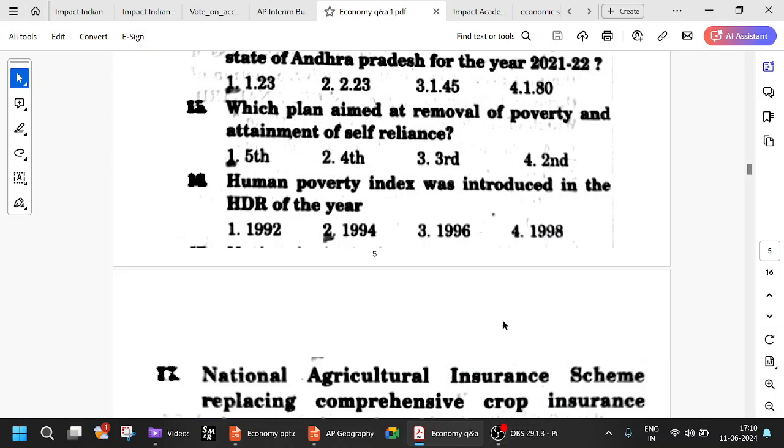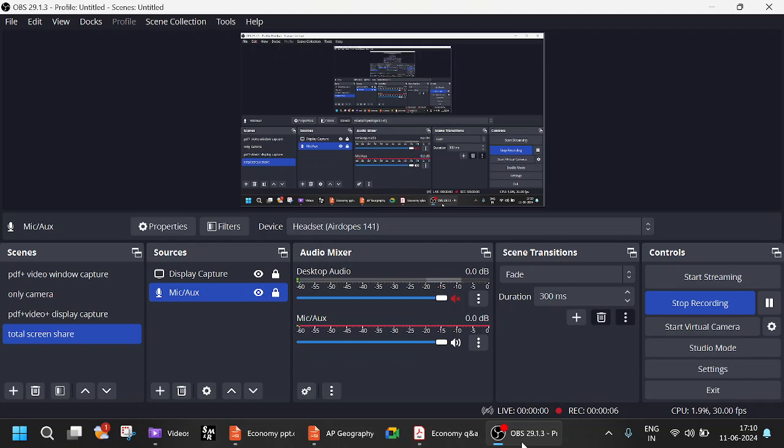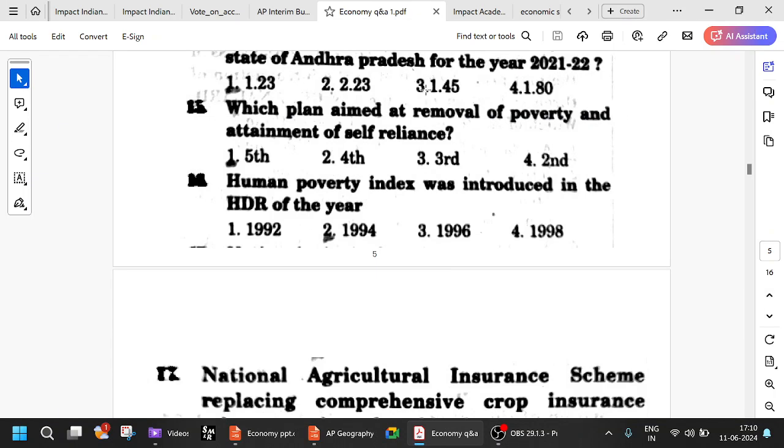So let us continue with the economy model paper part 2. Okay. So last time we have seen till 14 questions. So let us continue with the 15th question. Which plan aimed at removal of poverty and attainment of self-reliance?